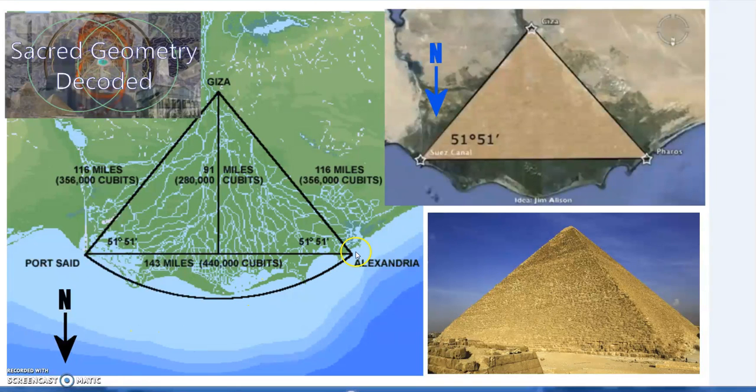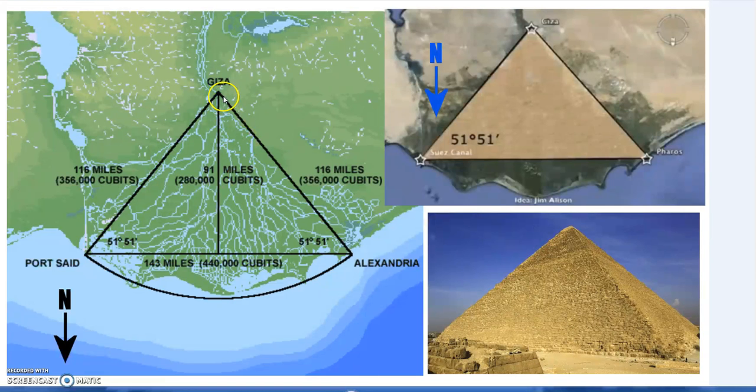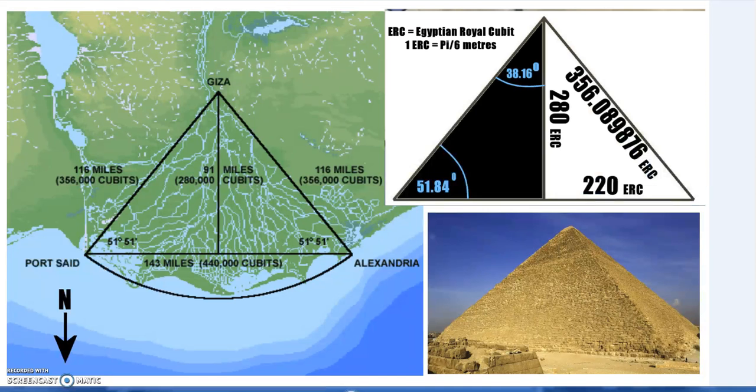In this video I want to have a look, if you've seen Scott Onstott's Secrets in Plain Sight series, and they've shown how the pyramid plan corresponds to the Nile Delta. Now, for instance, at Giza, where we have the Great Pyramid, we also have Alexandria and Port Said, where the Suez Canal is. But what's being suggested here is that the pyramid plan again corresponds to the Nile Delta.